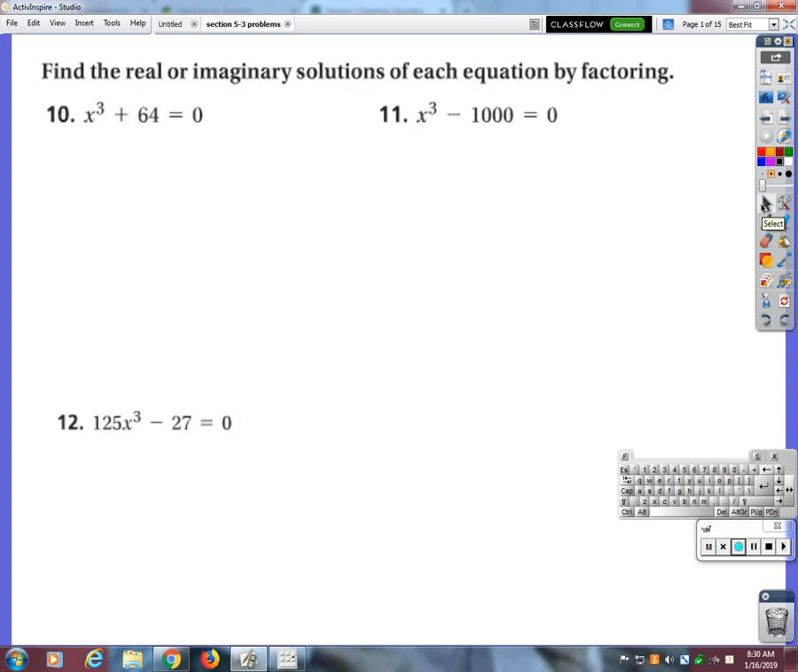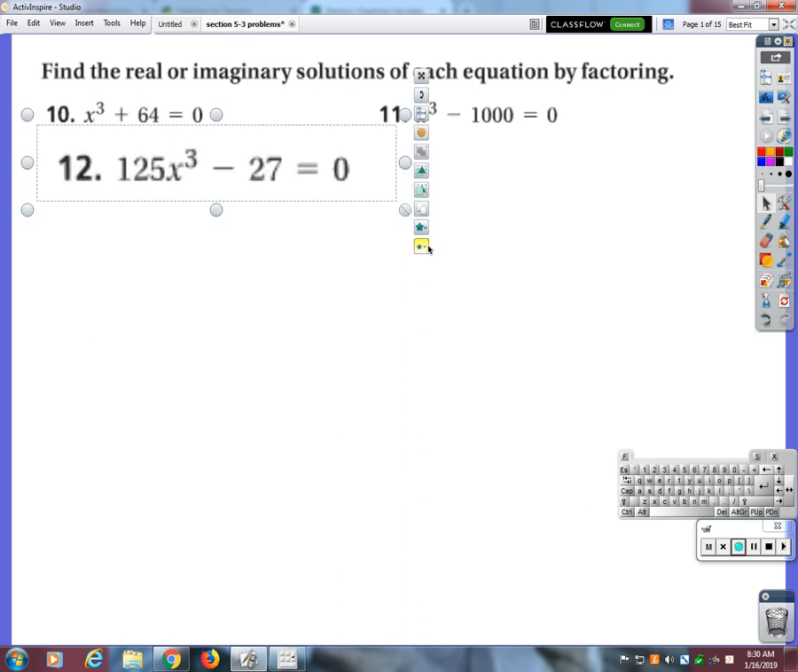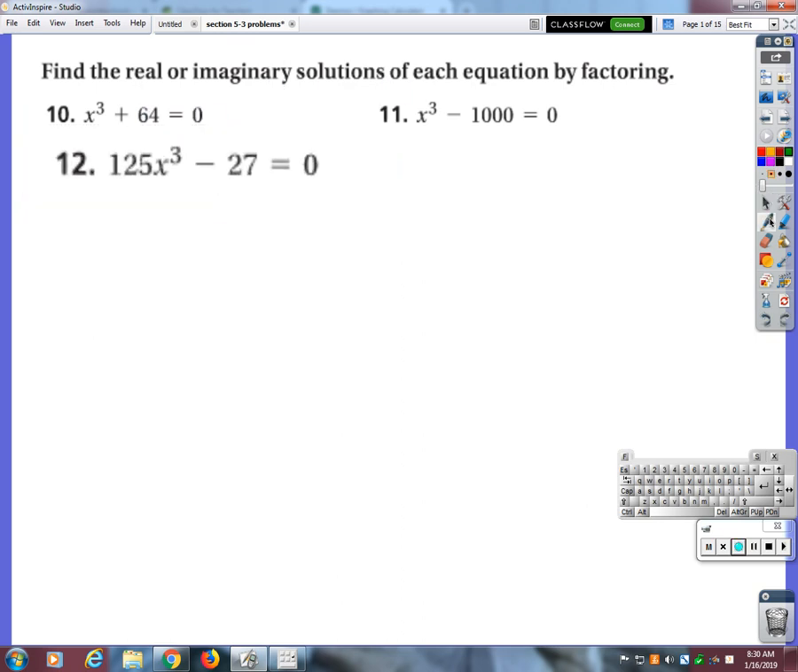All right, so let's take a look at some problems, shall we? Let's take a look at number 12. A lot going on here.